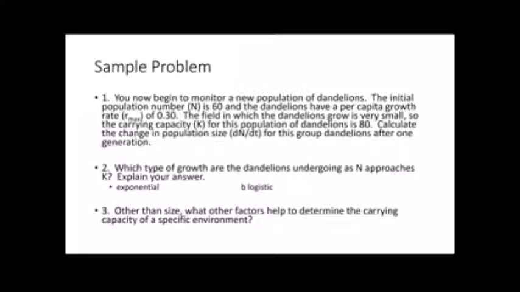All right, moving on to the next problem. It says you now begin to monitor a new population of dandelions. The initial population number, N, is 60, and the dandelions have a per capita growth rate, R max, of 0.3. The field in which the dandelions grow is very small, so the carrying capacity for the population of dandelions is 80. Calculate the change in population size, dN/dt, for this group of dandelions after 1 generation.